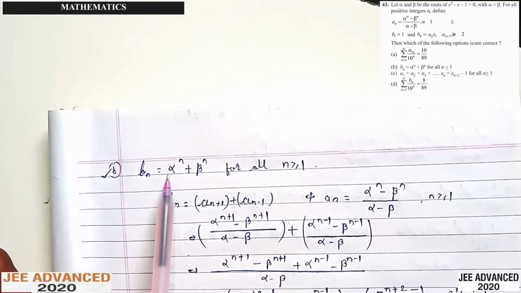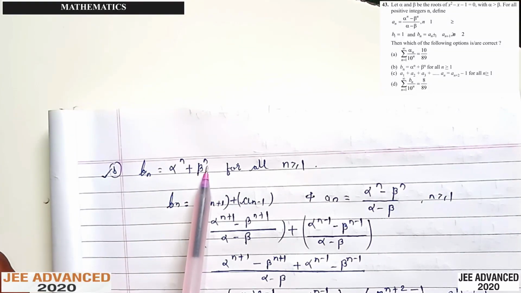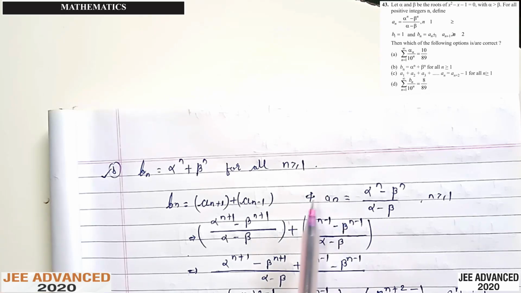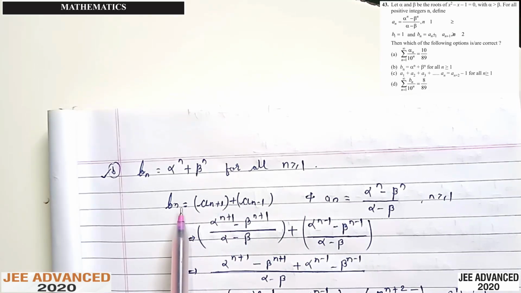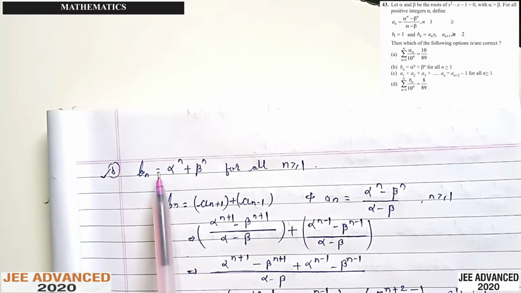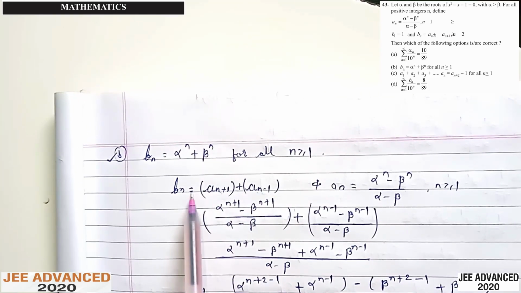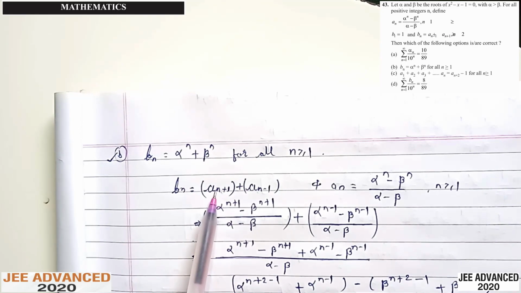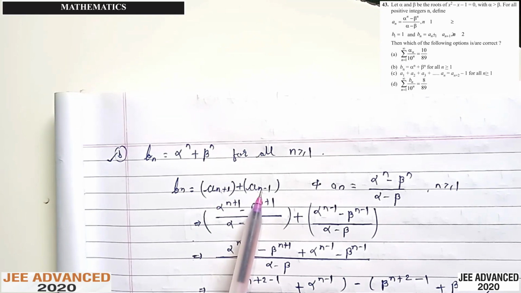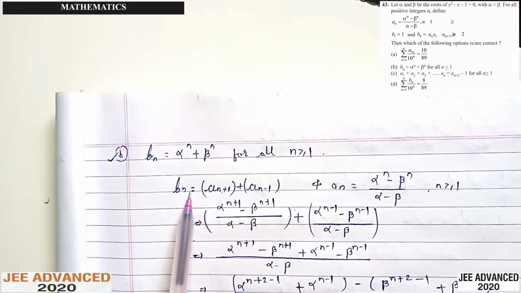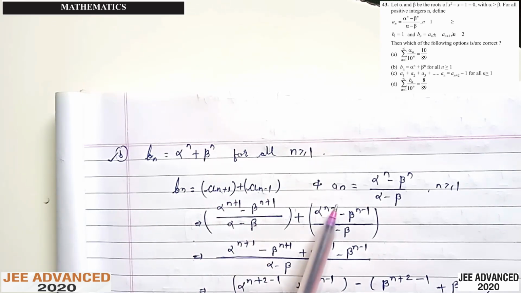Option number B: we have to show that Bn is equal to alpha raised to n plus beta raised to n, for all n greater than or equal to 1. So by using our given data, try to figure out how we can get this term. Bn is given as an plus 1 and an minus 1. So by using this, try to reduce it into alpha raised to n plus beta raised to n. Find an plus 1 and an minus 1 by using an.